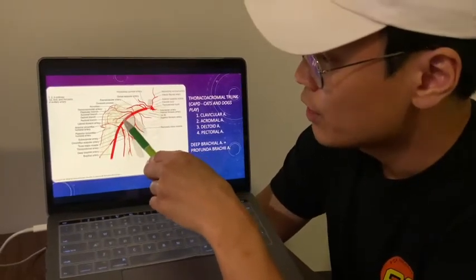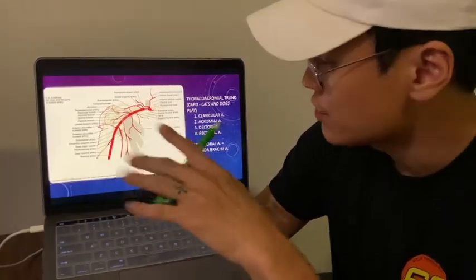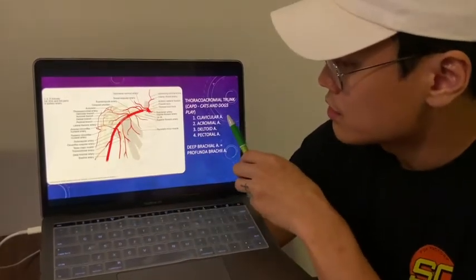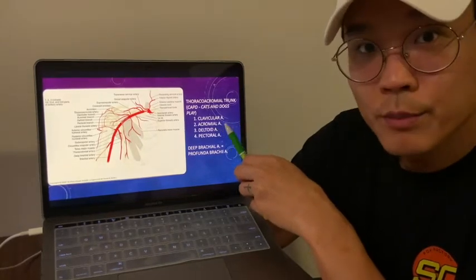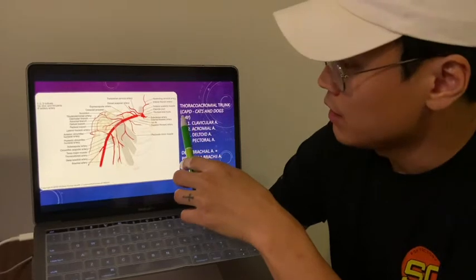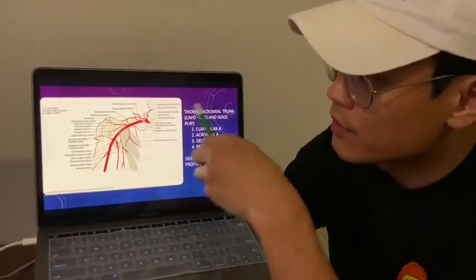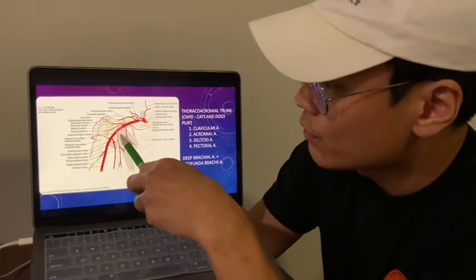From the posterior part, we see the thoracoacromial trunk that gives off 4 different branches, and they are the clavicular, acromial, deltoid, and pectoral arteries. They can be remembered by using the mnemonic CAP-D, or cats and dogs play. Then we have a second artery that comes off of the posterior portion that's called the lateral thoracic artery coming down here.